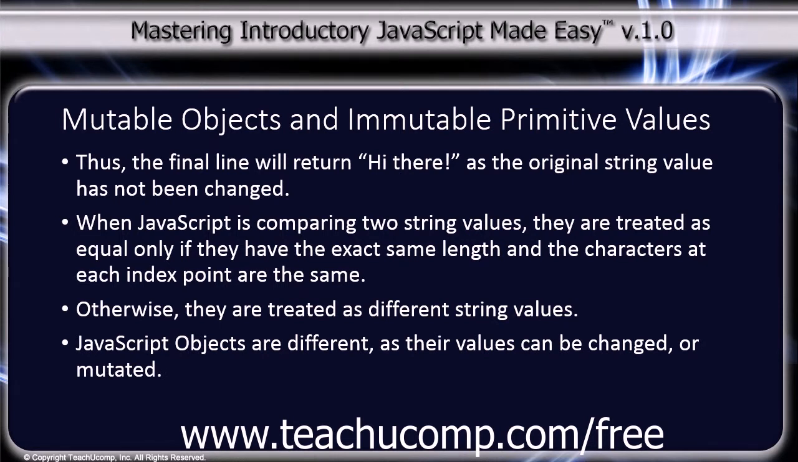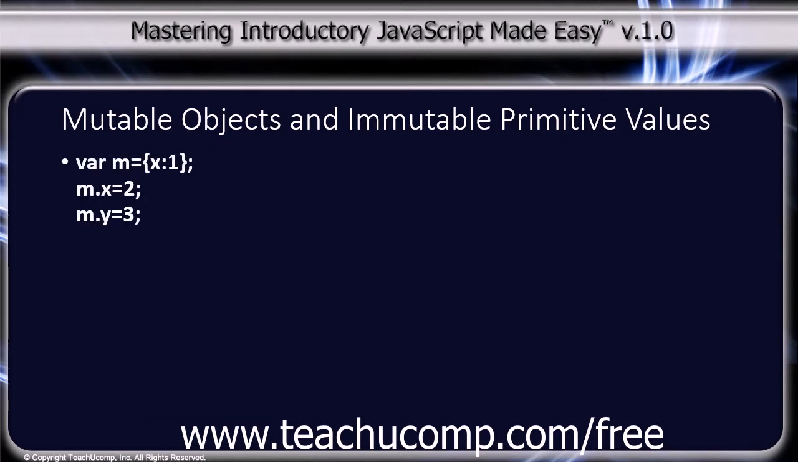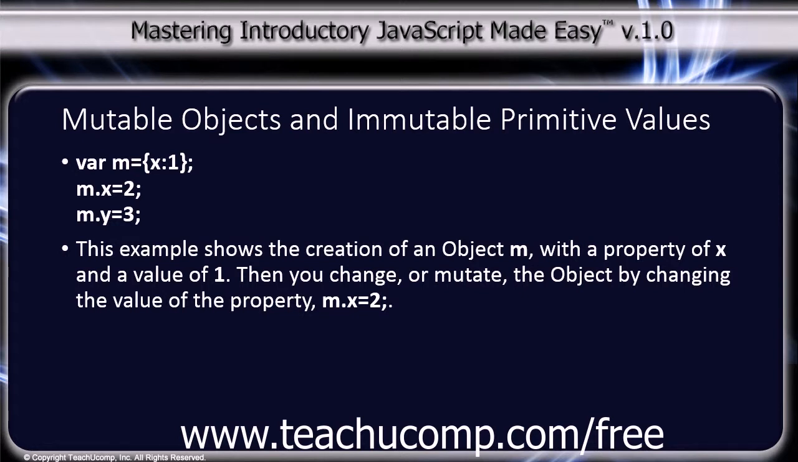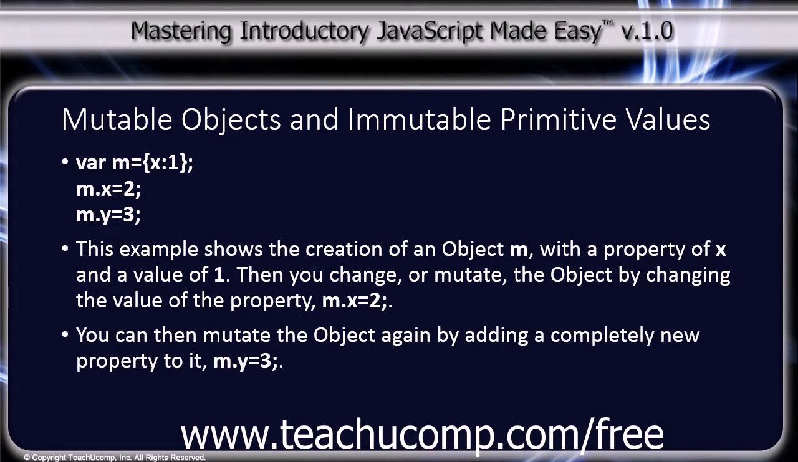JavaScript objects are different, as their values can be changed or mutated. For example, var m = {x: 1}; m.x = 2; m.y = 3; This example shows the creation of an object m with a property of x and a value of 1. Then you change or mutate the object by changing the value of the property m.x = 2. You can then mutate the object again by adding a completely new property to it, in this case m.y = 3.